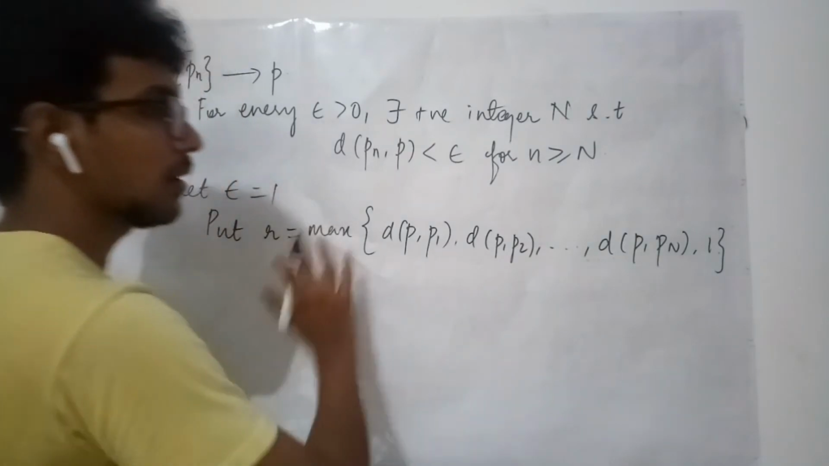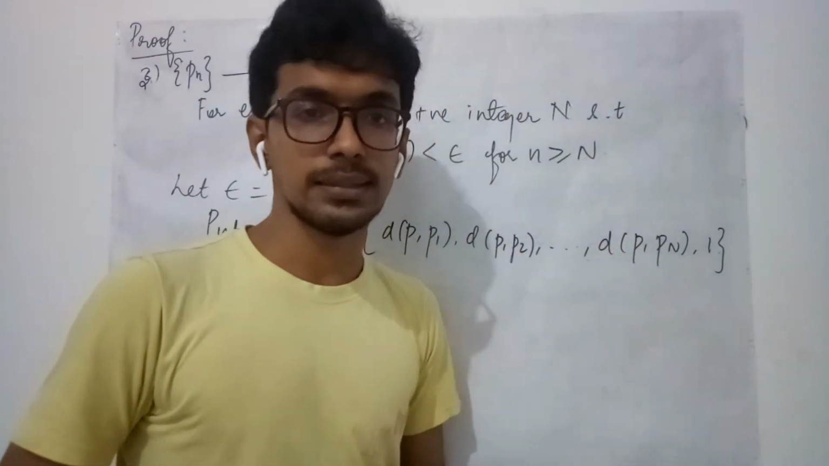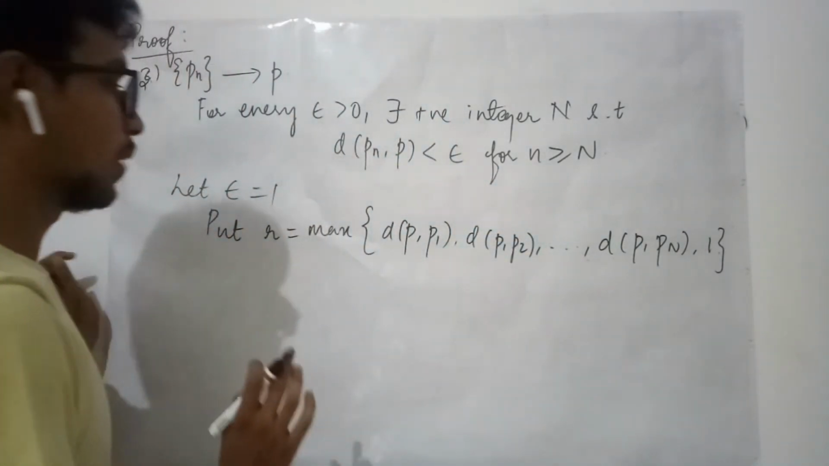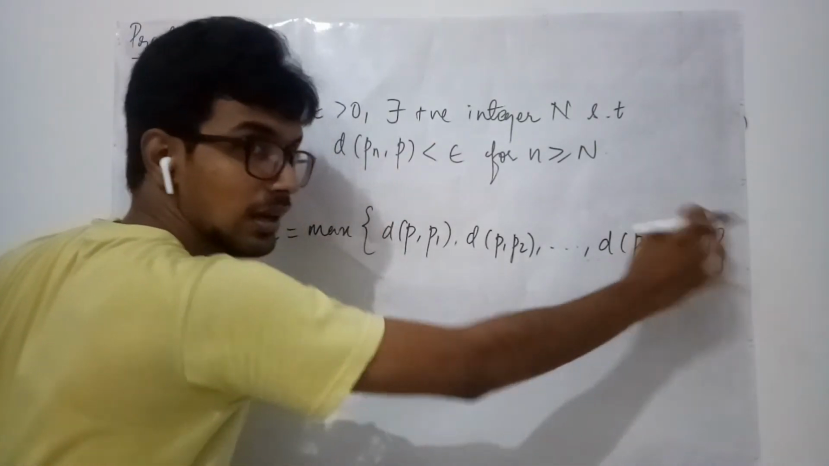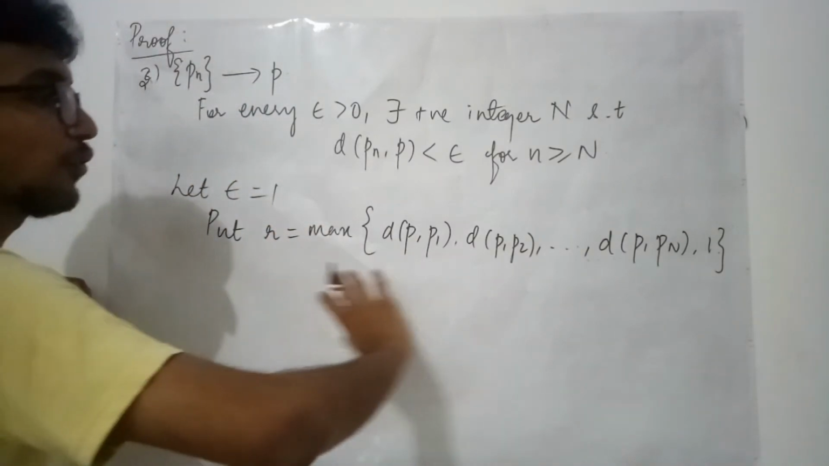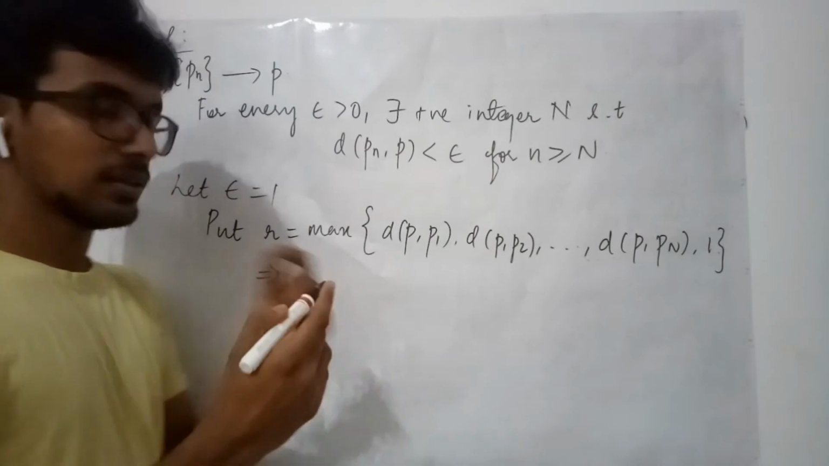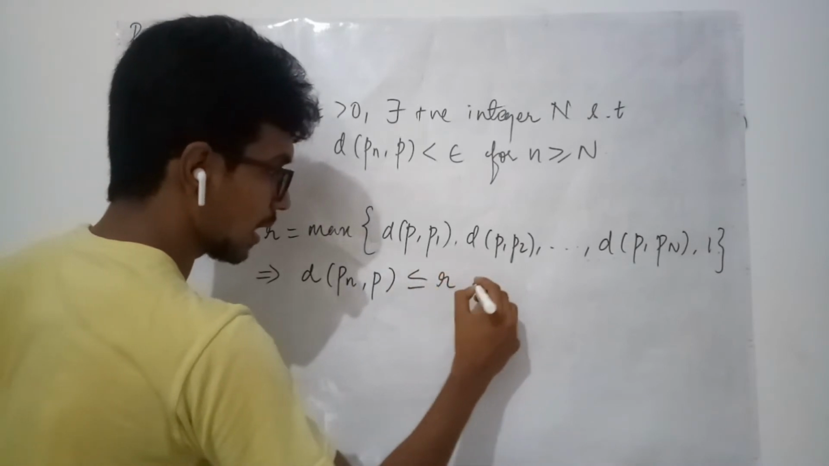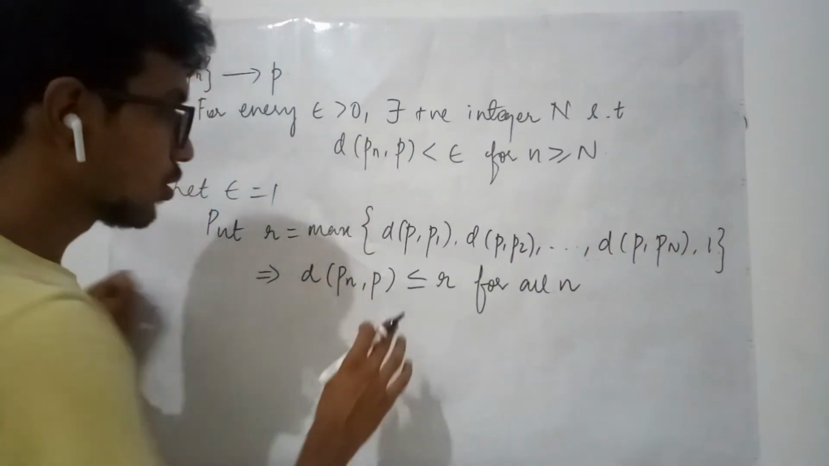I am taking the maximum of these values to be R, and you may notice that these are all positive finite quantities. Therefore, the maximum among this has to be some finite quantity, right? A finite positive quantity. Whatever may be the value that you choose here, it doesn't bother when we take maximum. Okay? Now, if you take this way, what is going to happen? You will have the requirements. That is, your d of Pn comma P is less than or equals R for all n. Right? So this is going to happen.